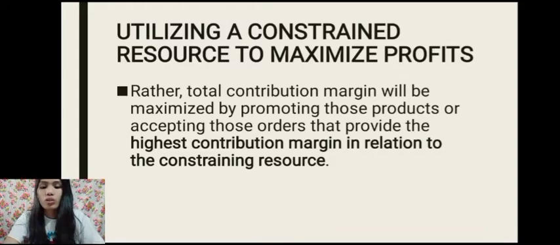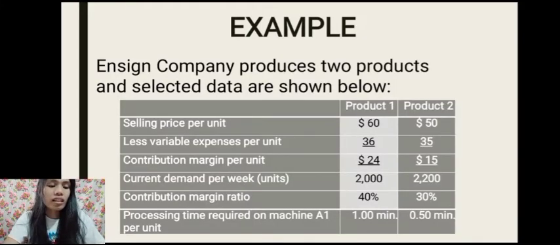So to illustrate, let's discuss this example. Ensign Company produces 2 products and selected data are shown below. So the product 1 and the product 2. Product 1 appears to be more profitable kasi its contribution margin is $24 compared to product 2, which is $15, and the CM ratio is 40% for product 1 and 30% for product 2.